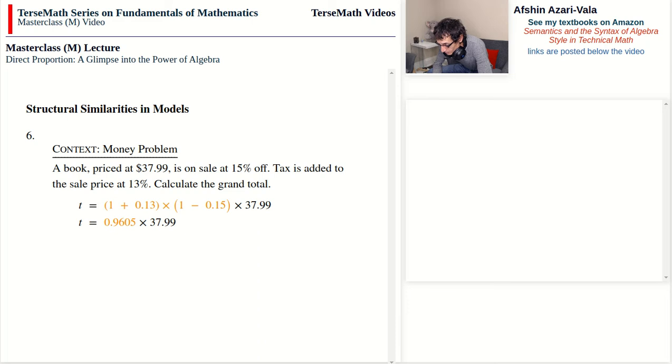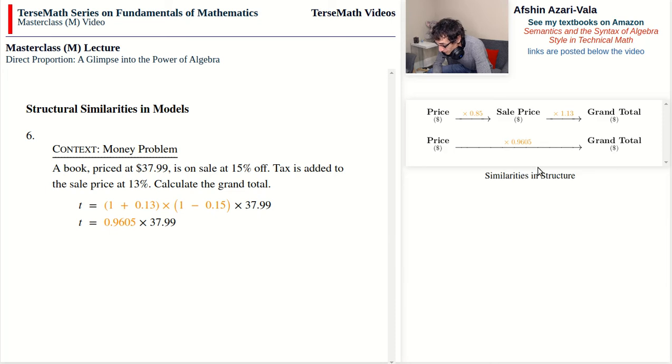In this problem, what's happening in working out the highlighted part, let's take a look at the diagram on the right side. The top equation tells us that in order to go from price to sale price, we have to multiply by 85%. That's what this part does. So in effect, multiplying the price by 85% will give us the sale price. And then once we have the sale price, we can multiply by 113% to find the grand total.